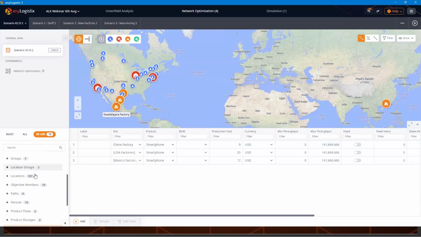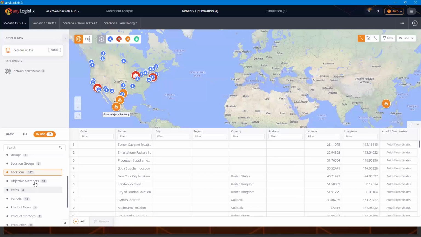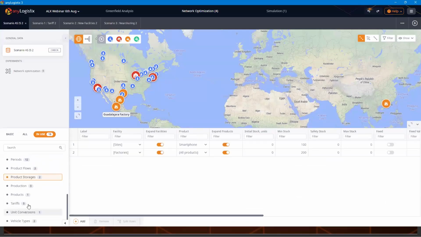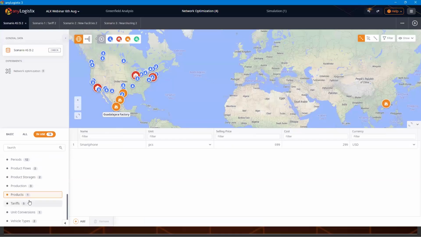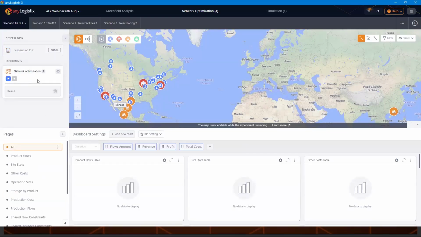Moving to the next, so location table, objective member, that's fine. Product storage, okay. And for simplicity, we just have one product in our model. So this is the as-is scenario, where we are not introducing any tariff, we are not introducing any new feature in the model. We are just building the as-is network, and we will evaluate the KPIs, the different cost parameters that we discussed.